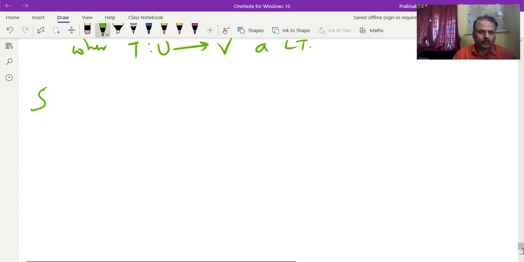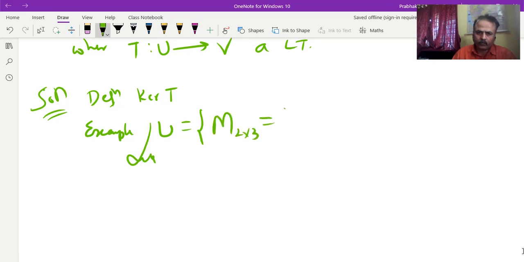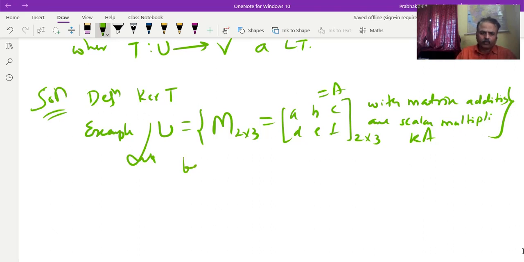So let us consider the solution. The definition of the kernel of T we have already given, so it need not be repeated. Now let us consider an example of matrices. Let U be the vector space of all 2 cross 3 matrices of the type A, B, C, D, E, F, with the usual matrix addition as vector addition and scalar multiplication. This is a vector space.